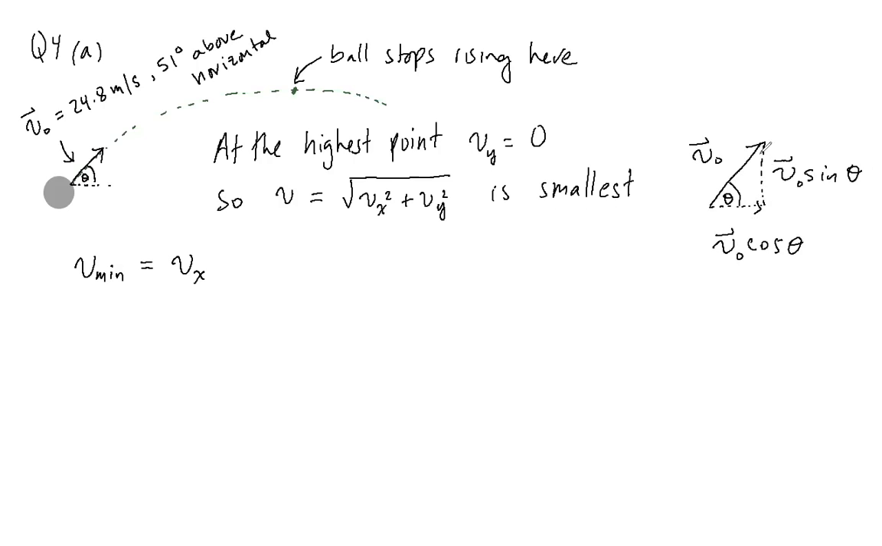These just follow from trigonometry, right? This is a right triangle, and so these just follow from that. So the V min is Vx, and this is equal to V0 times the cosine of theta. And so this is going to be 24.8 meters per second times the cosine of 51 degrees. So, Professor, just one question.